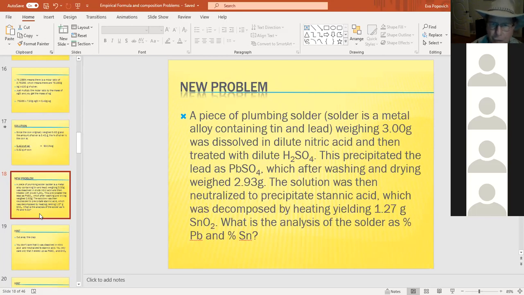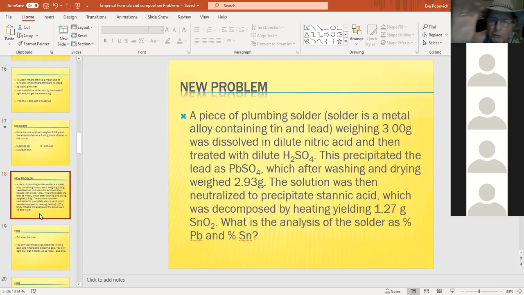I first dissolve it in nitric acid and then treat it with sulfuric acid. This precipitates all the lead as lead sulfate. After I wash and dry it, the lead sulfate weighs 2.93 grams. I've removed all the lead from the liquid that is over top of the solid. But that liquid still contains tin in it.